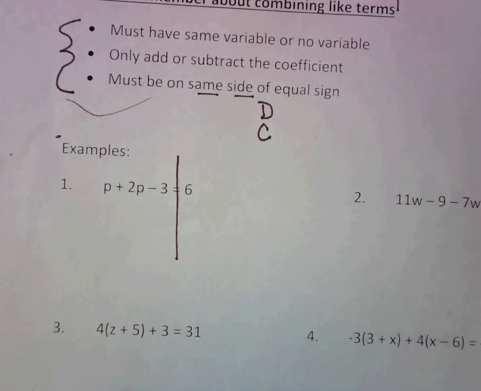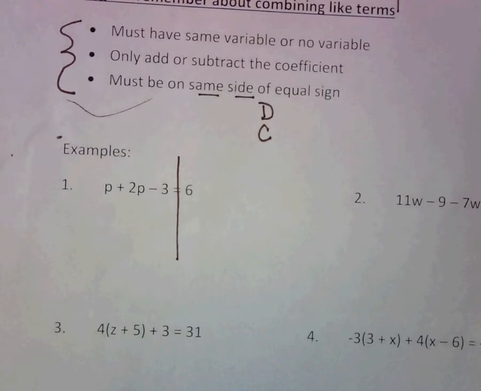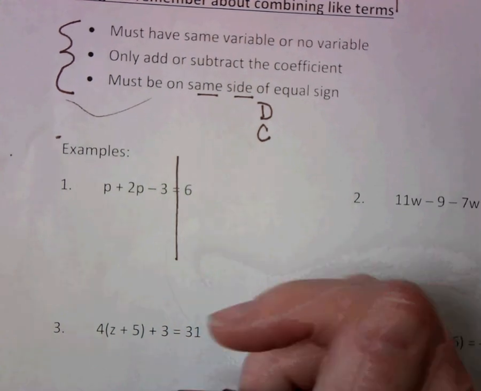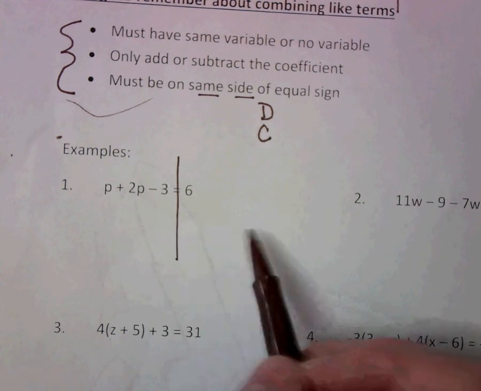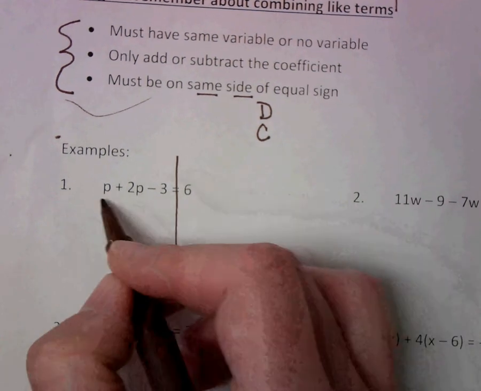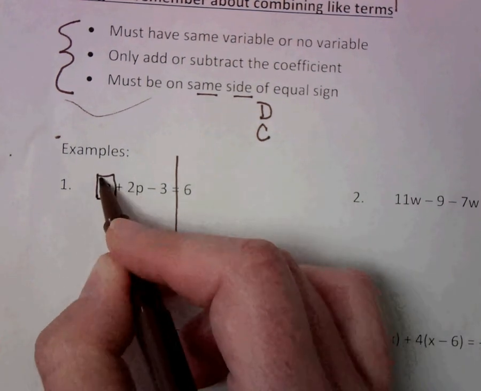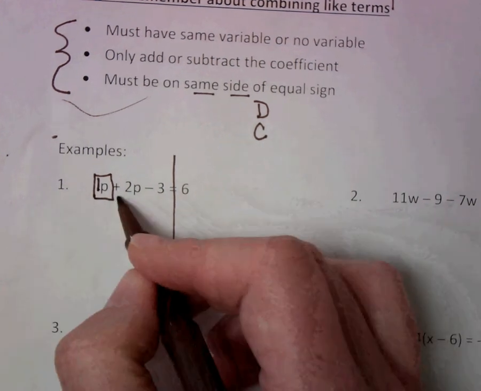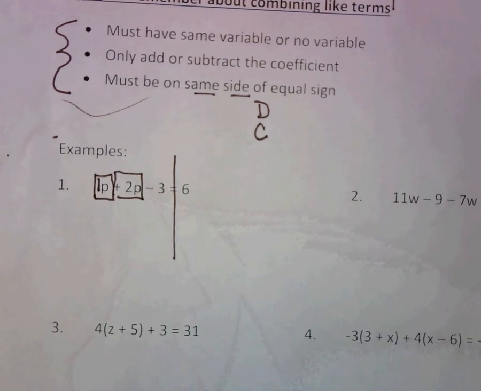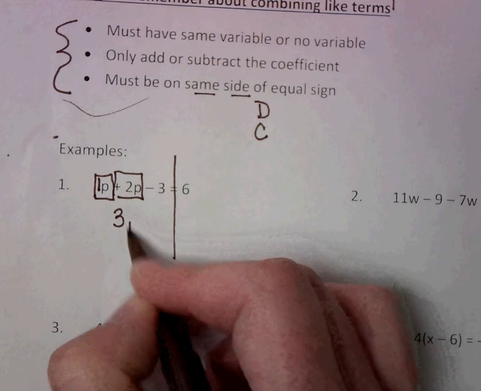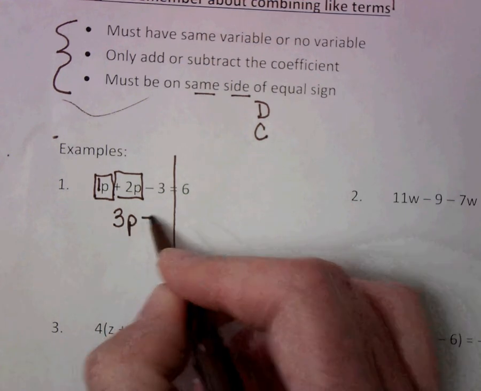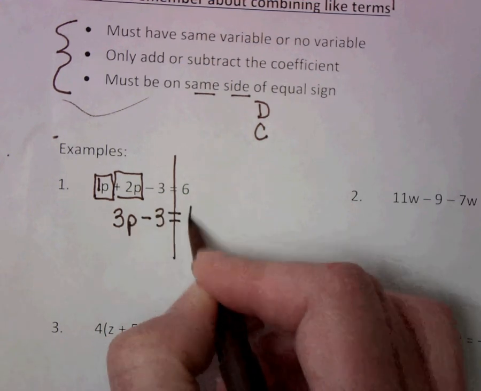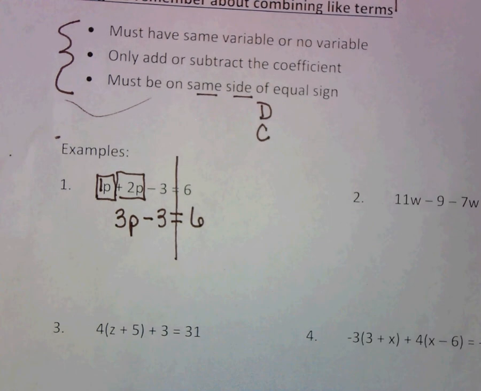Okay? So in this equation, I went ahead and drew my line down my equal sign. We have no distributive property. There's no parentheses. So now I'm going to look for my like terms on each side. Over here on the left, I have 1P plus 2P. That makes 3P. And that's it. Those are the only like terms I have over here. And here is the rest of my equation.